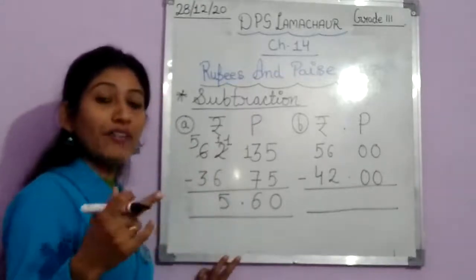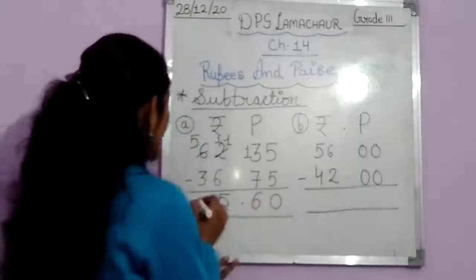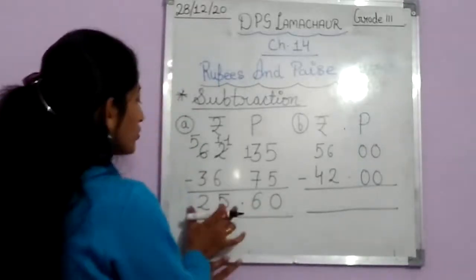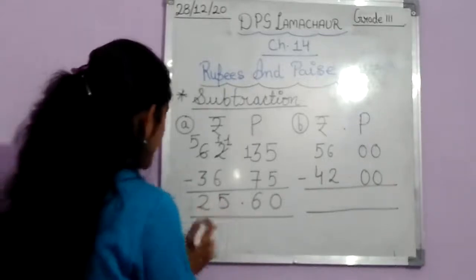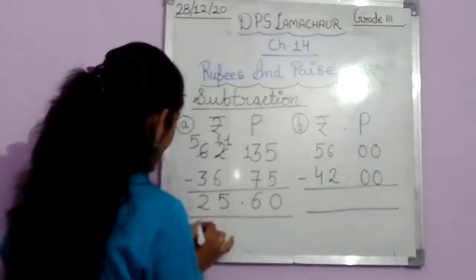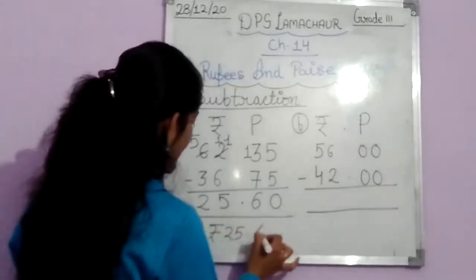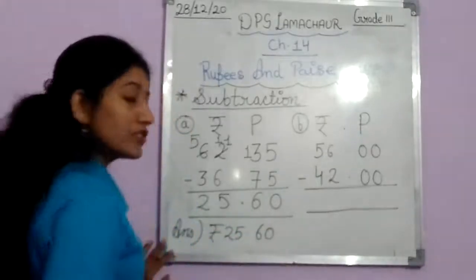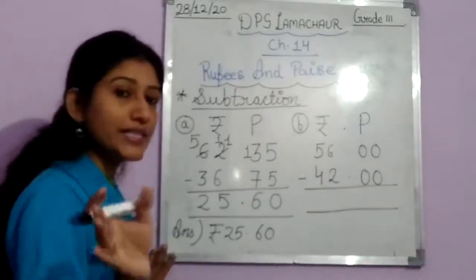Count 3. After 3 till 5. 3, 4 and 5. But we are getting 2. So what answer we are getting? We are getting rupee 25 and 60 paise. Nothing is new there. As you know how to do subtraction, you have to do that in same manner only.